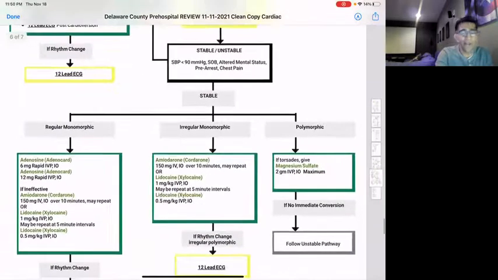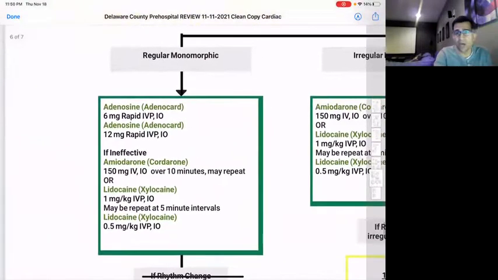We talked about this at our last core comps, where we talked about 3 different groups: regular monomorphic, irregular monomorphic, and polymorphic. I'm going to start on the far left with our regular monomorphic. So these are our VTs, right? The great part is ventricular tachycardia can safely be cardioverted with adenosine. Now, how often does that happen? Not very often, but it actually does work.